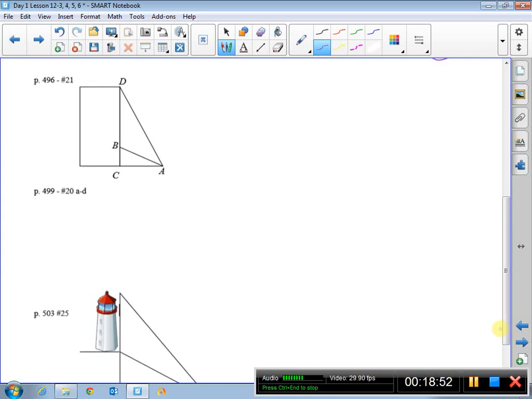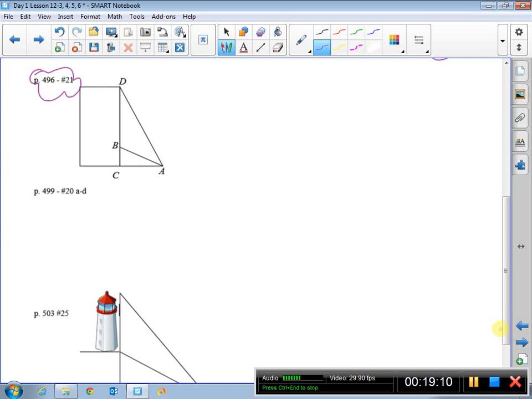Let's start to set up page 496, number 21. I know that I'm going to get, you're going to get saved by the bell. I'm not. 496, number 21. Let's see how far we can get.